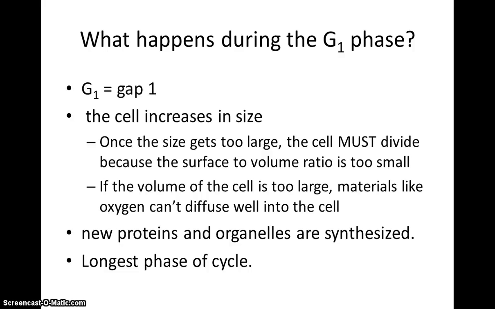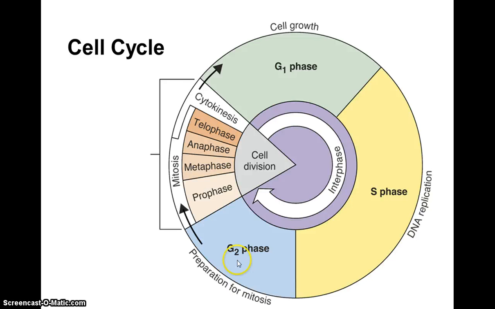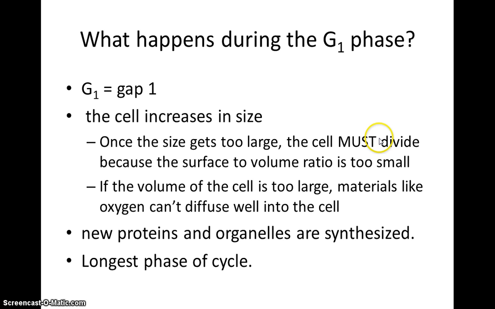This is also going to be a place where new proteins and organelles that are going to be needed later are synthesized. So a lot of the organelles get copied at this point. This is also going to be the longest phase of the cell cycle, as you probably saw on the diagram. We can look back at that. S looks a little bit long here too. That depends on the actual cell, but G1 is usually the longest.